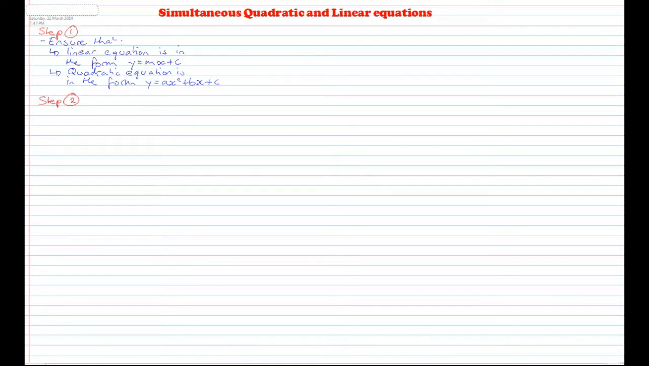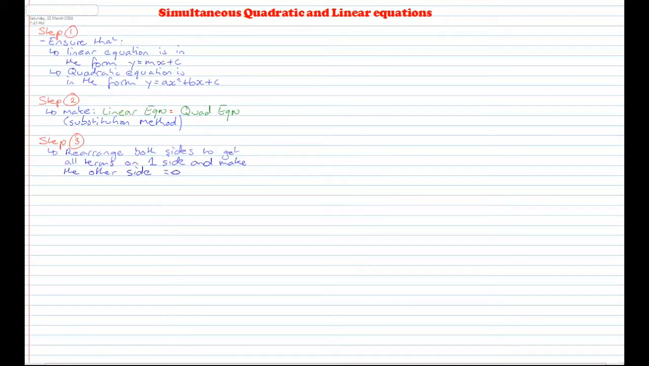Now step 2 is to make the linear equation equal the quadratic equation. This is much like the substitution method that we covered back in chapter 1, that is linear equations, for solving simultaneous equations. Now step 3 is to rearrange both sides to get all terms on one side and make the other side equal to 0. This will actually in fact make a new quadratic equation.